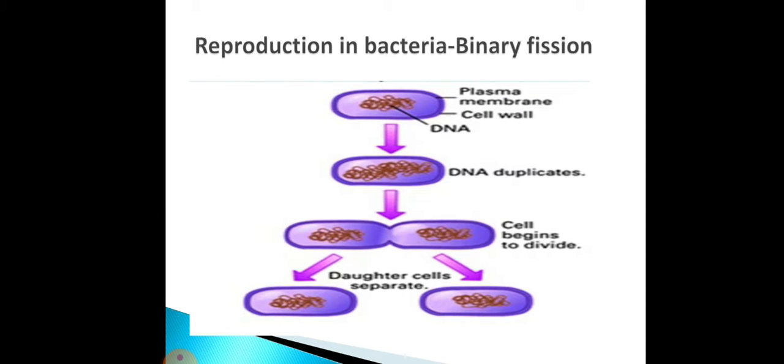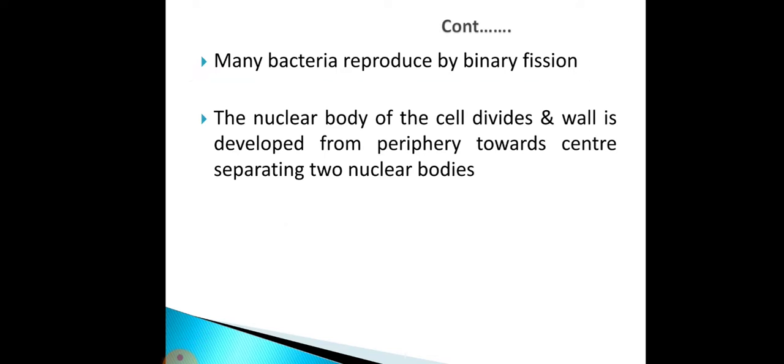Then we will discuss reproduction in bacteria by binary fission. Here you can see in this diagram the plasma membrane, cell wall and DNA. The DNA duplicates and the cell begins to divide into two, that is, two daughter cells are separated. Many bacteria reproduce by binary fission. The nuclear body of the cell divides and a wall is developed from the periphery towards the center, separating the two nuclear bodies.